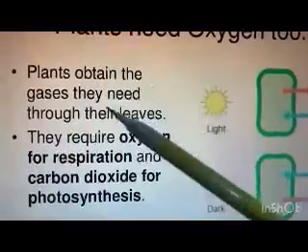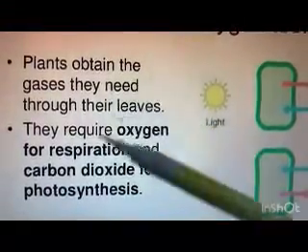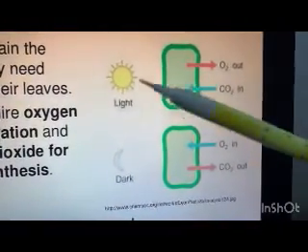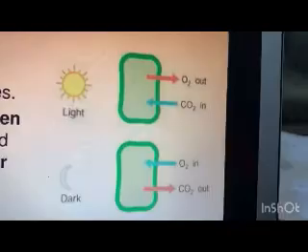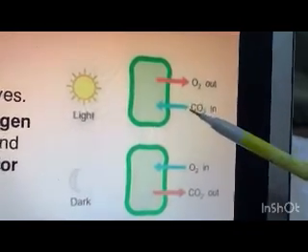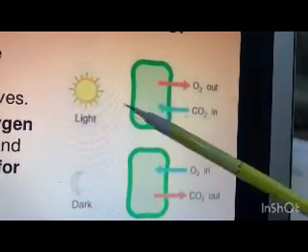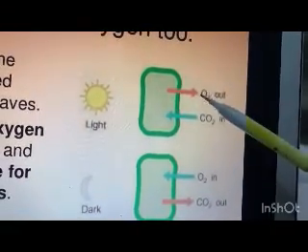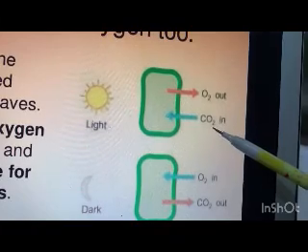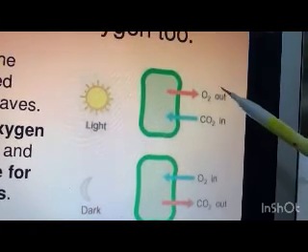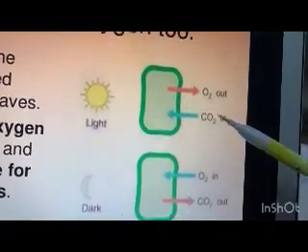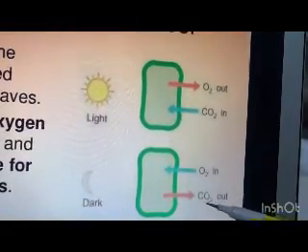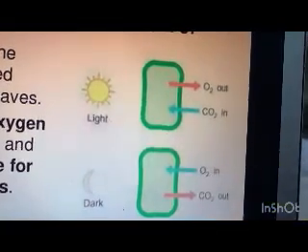Plants obtain the gases they need through their leaves. They require oxygen for respiration and carbon dioxide for photosynthesis. If you see in the diagram, in the daylight, when photosynthesis is faster than respiration, carbon dioxide diffuses in while oxygen diffuses out. Whereas in the dark, carbon dioxide diffuses out while oxygen diffuses in.